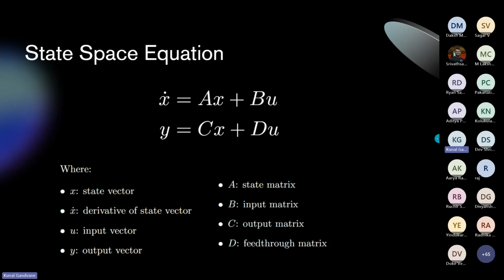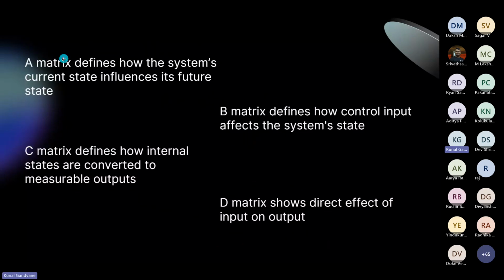Okay, so let's move forward. I will give you one example so you can understand it in a better way. But for the time being, I will tell you what these A, B, C, and D matrices are. Okay. So A is the state matrix. So here are our definitions.